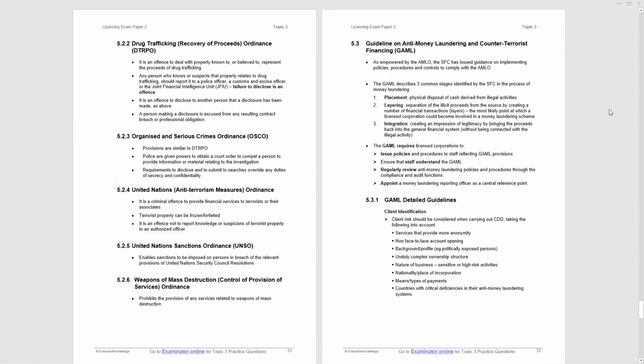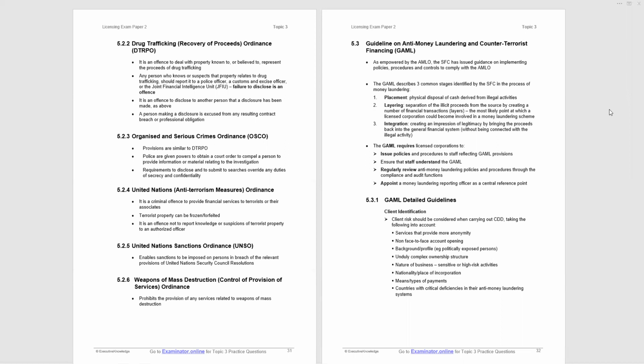Now, we then give details of each of these ordinances. Of all of them, the one that I'd be aware of is the Drug Trafficking (Recovery of Proceeds) Ordinance. Remember, it is an offence to deal with property known or believed to represent proceeds of drug trafficking. If you honestly did not know when you were dealing with the proceeds, that is not an offence. But as soon as you discover that the source of the funds was drug trafficking, then you must inform the police, basically the Joint Financial Intelligence Unit. And if you fail to disclose, you're breaking the law. You're committing an offence. And then we have the other ordinances listed there.